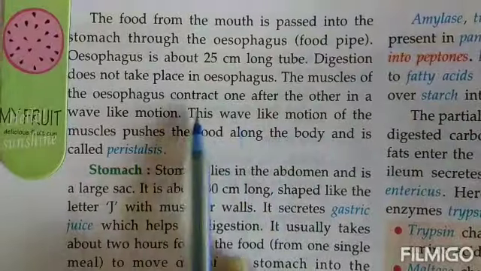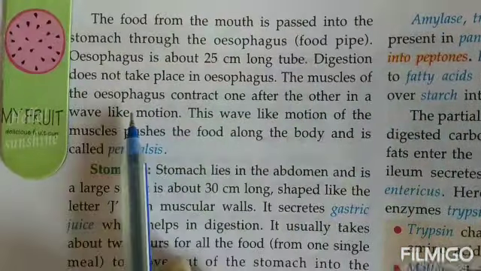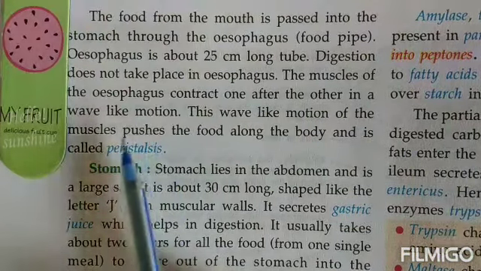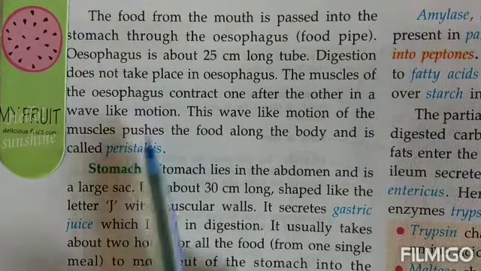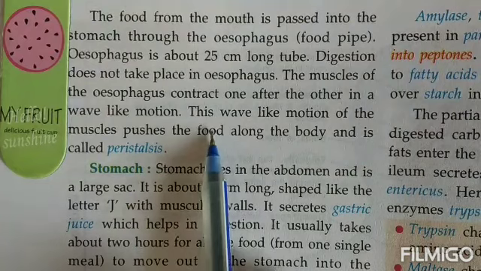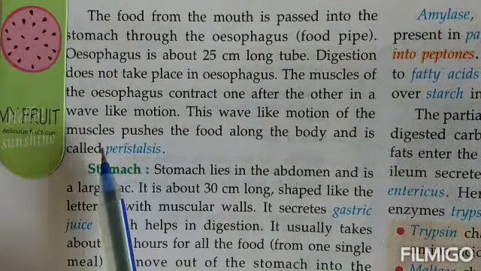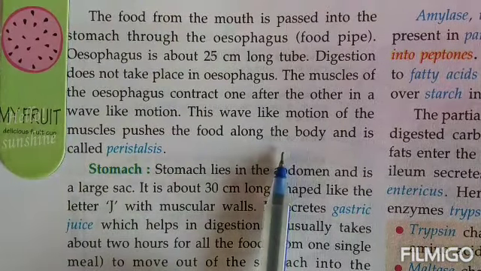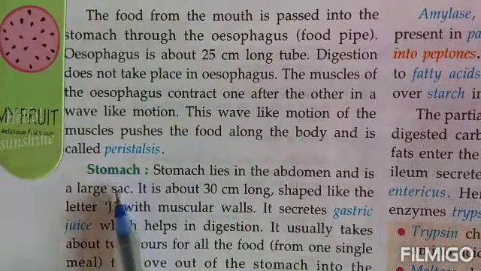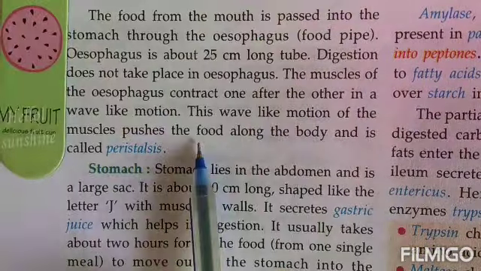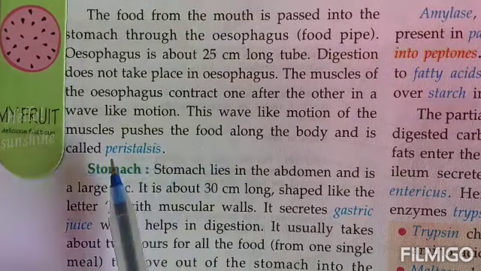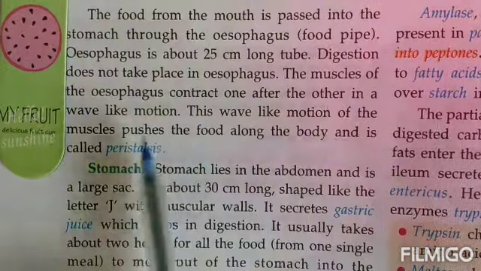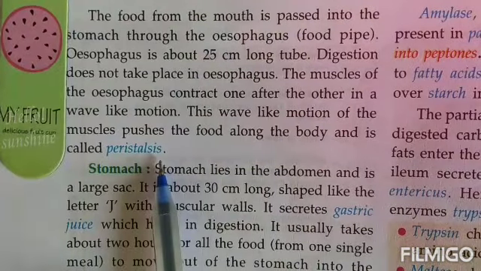The muscles of the esophagus contract one after the other in a wave-like motion. Whatever are the walls of the esophagus, they keep on contracting and expanding, contracting and expanding. So underline this, children, this wave-like motion of the muscle will push the food along the complete tube, and slowly it will move down to reach the stomach. This wave-like movement of the esophagus, children, is known as peristalsis. So underline this, children. The wave-like motion of a muscle which pushes the food along the body is called peristalsis.